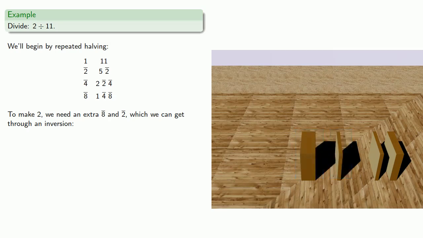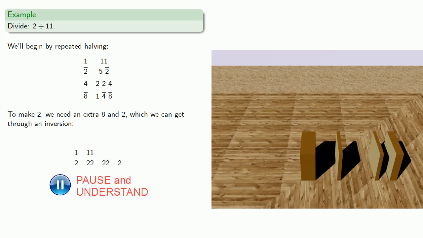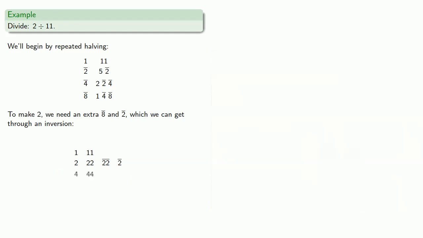So again, starting with our 1/11, double to 2/22, and invert, a 1/22 is 1/2. Double again to get us 4/44. One more time to get 8/88. Invert, and selecting the pieces we need. And so 2 divided by 11 is 1/8, a 1/22, and 1/88.